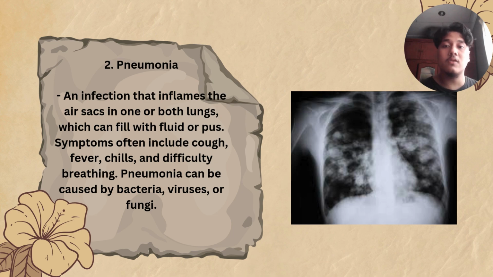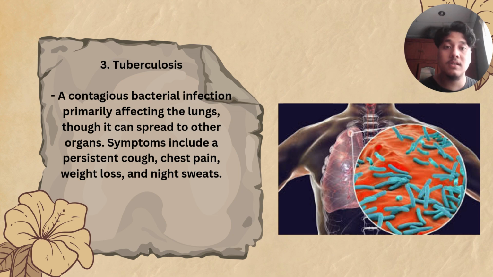Symptoms often include cough, fever, chills, and difficulty breathing. Pneumonia can be caused by bacteria, viruses, or fungi. So third is tuberculosis, a contagious bacterial infection primarily affecting the lungs, though it can spread to other organs. Symptoms include a persistent cough, chest pain, weight loss, and night sweats.